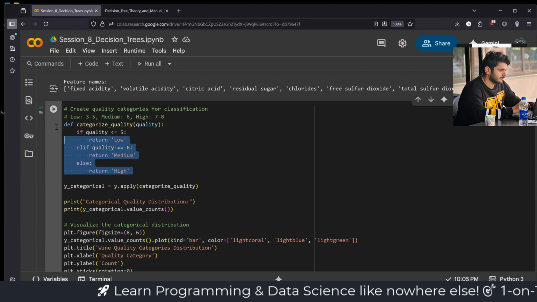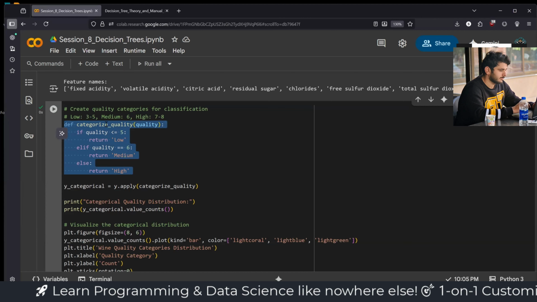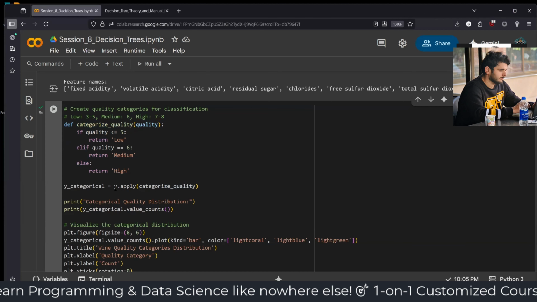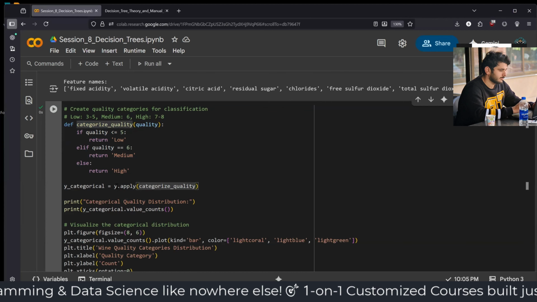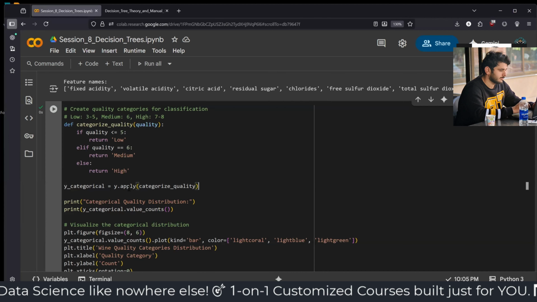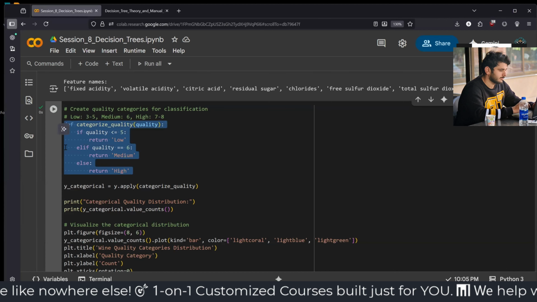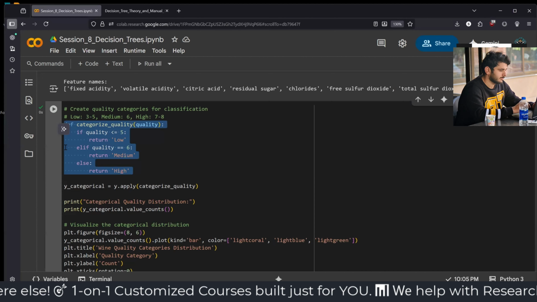Again, we just defined a function, and once we define a function, we can use it with the same name. Like here, we are using categorize quality, and y is basically our data set, the dependent variable from the data set, right? And we apply this particular function on the data. Now, why are we doing that? We are basically trying to create a classification problem.